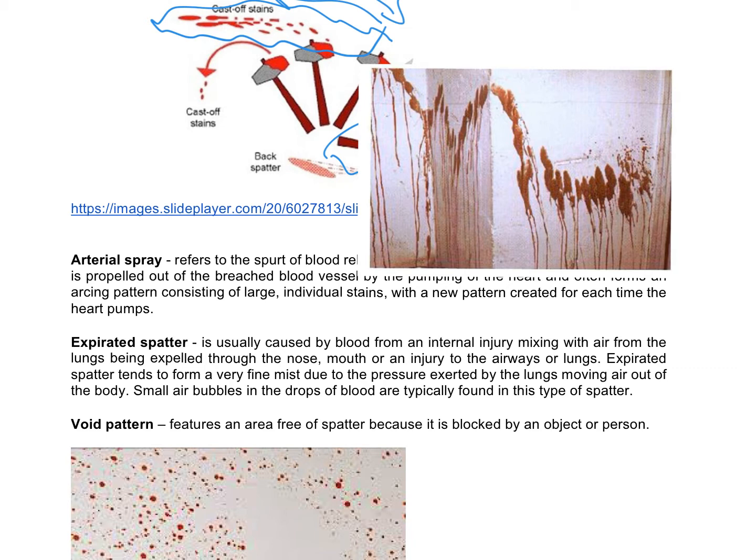Okay, and the next one, aspirated splatter, is usually caused by blood from an internal injury mixing with air from the lungs being expelled through the nose, the mouth, or any injury to the airway or lungs. So aspirated splatter is usually in the form of a very fine mist due to the pressure exerted from the lungs moving the air out of the body. Small air bubbles in the drops of blood are typically found in this type of splatter.